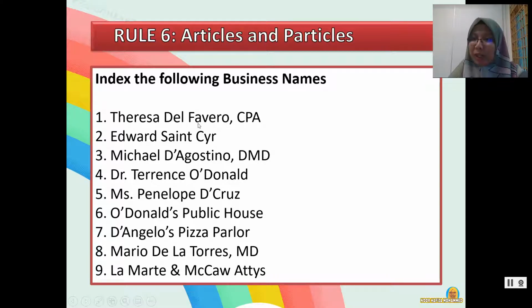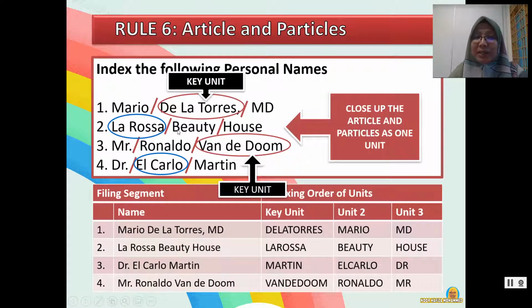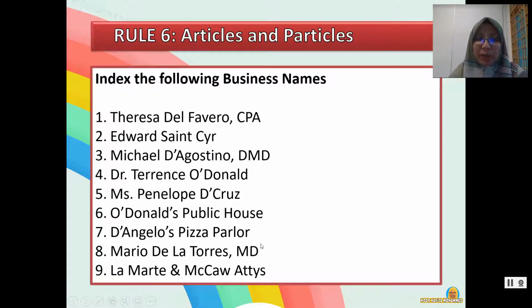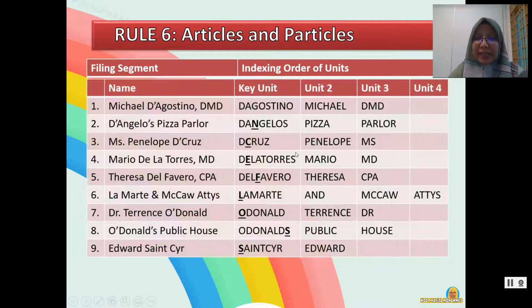Okay, so you need to identify whether this is a personal name or a business name. So it's easy for you to do. When you have an article particle in a business name, for example, La Rosa Beauty House, you still need to close up. But for the arrangement and indexing, the first unit will be the key unit. I want you to do this one by yourself. Do it first and then you can refer to the answer here.